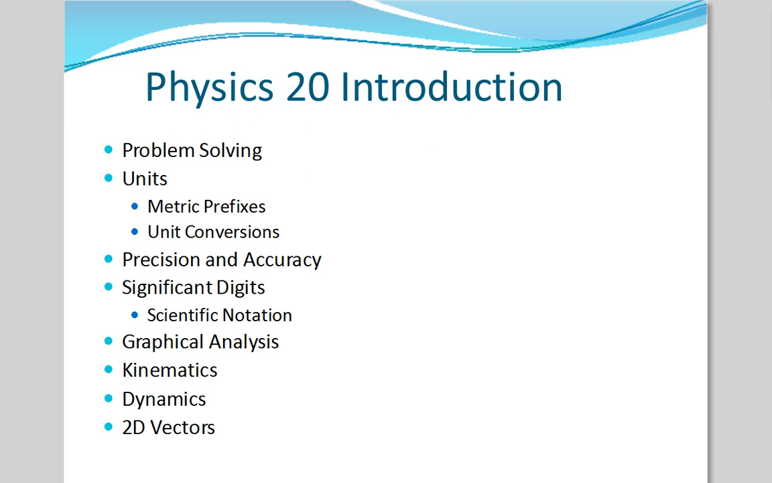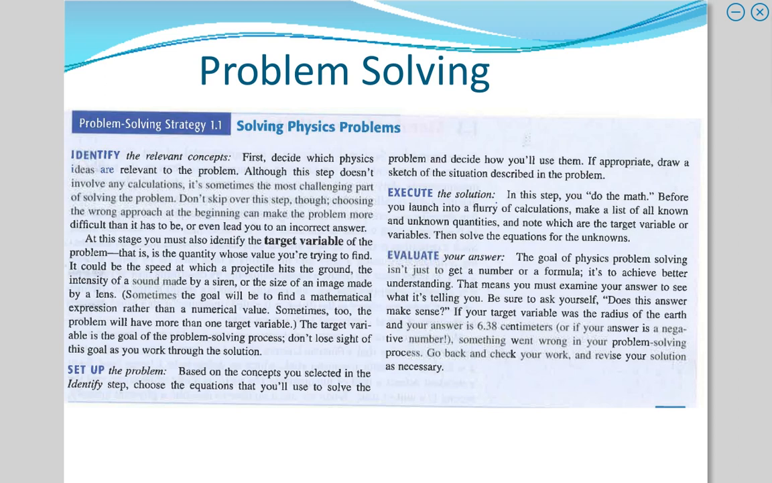And here's the skeleton on this page that we're going to talk about. So we'll talk a bit about problem solving, units, precision, accuracy, sig digs, graphing, and then kinematics, dynamics, and 2D vectors is Unit A. So this is where we'll actually start. Probably next week we'll start it up. So all this at the beginning is sort of just preamble to get you guys warmed up.